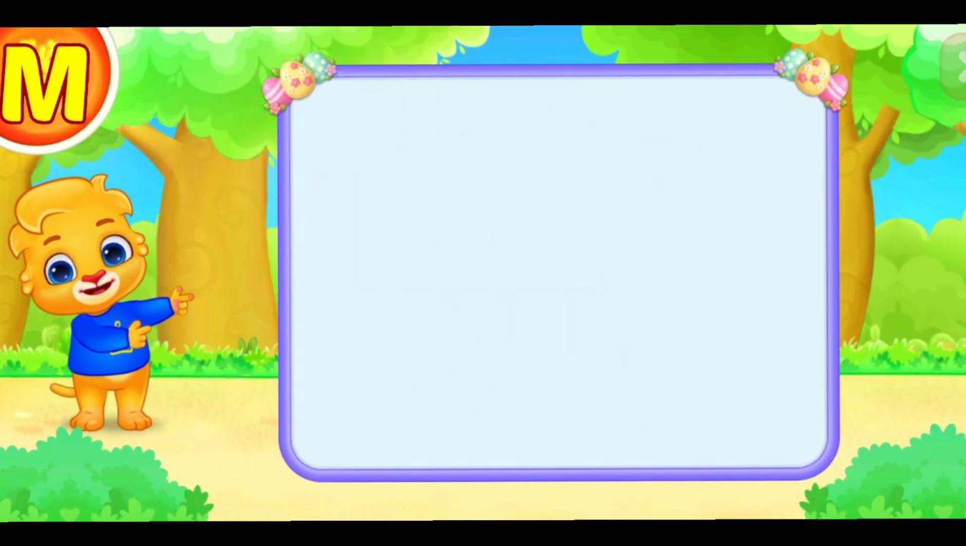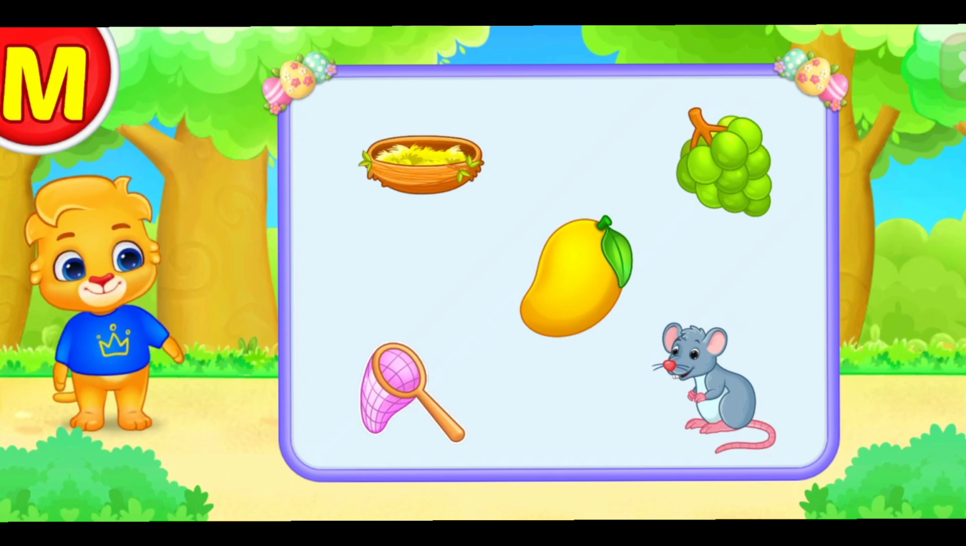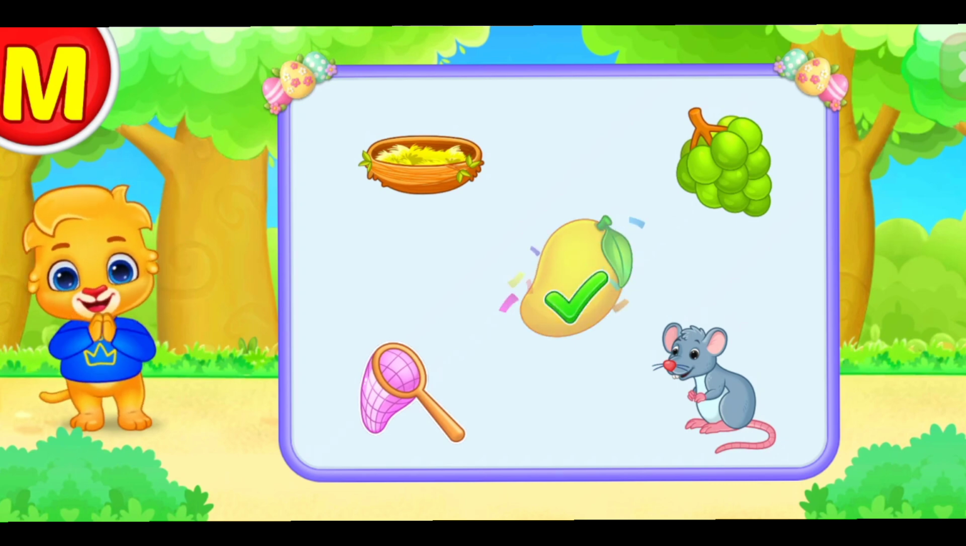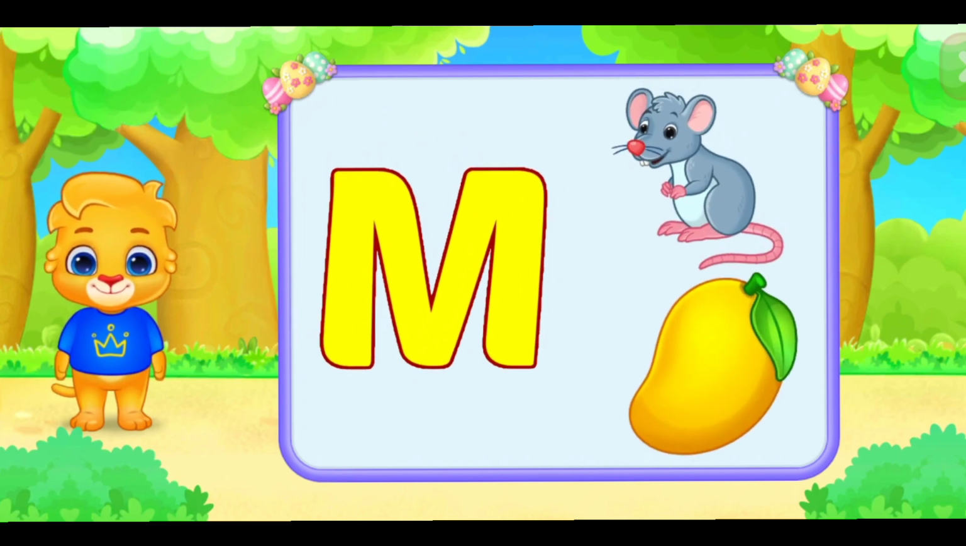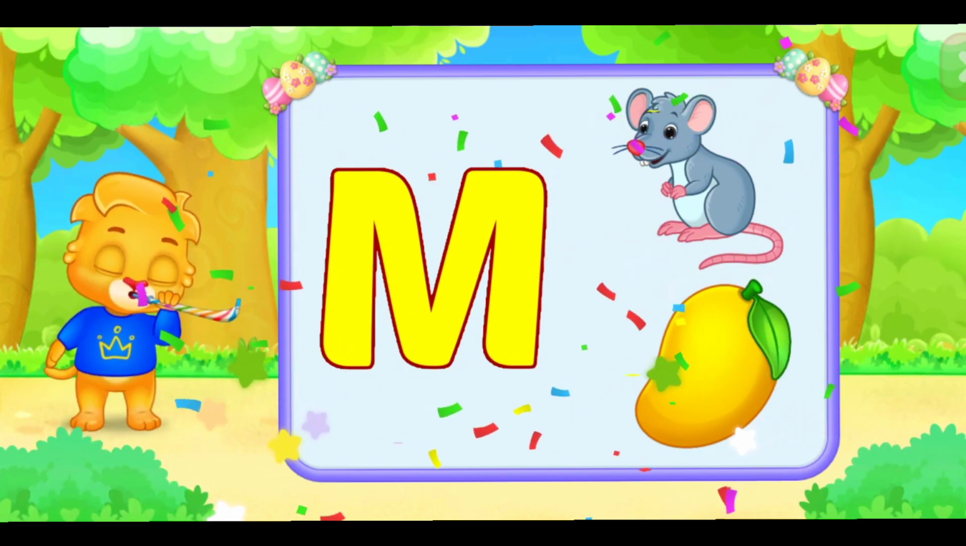Tap the picture that starts with letter M. M is for mouse. M is for mango. Well done.